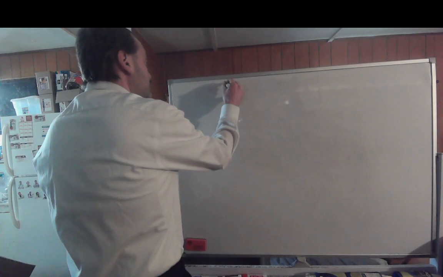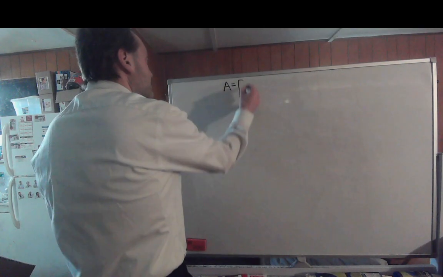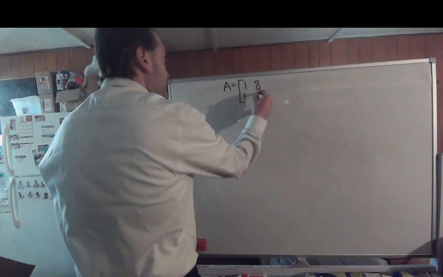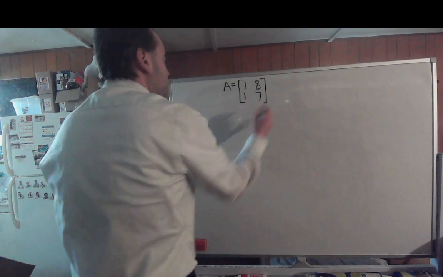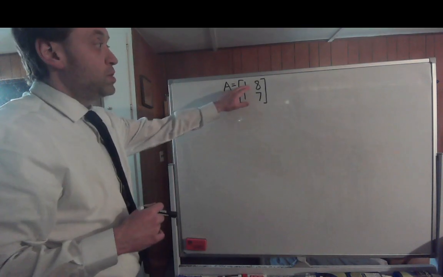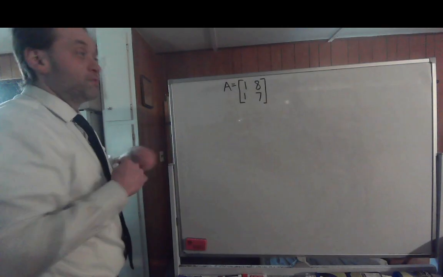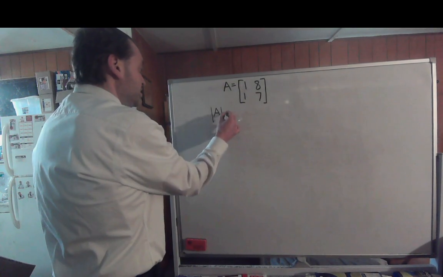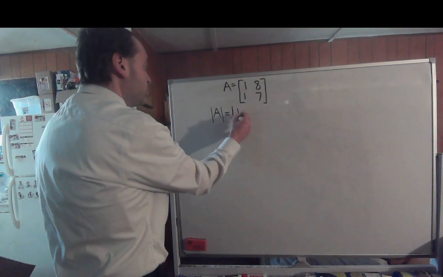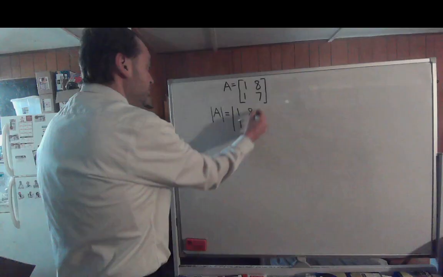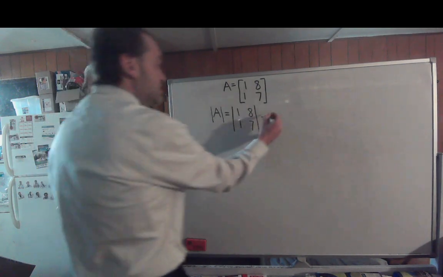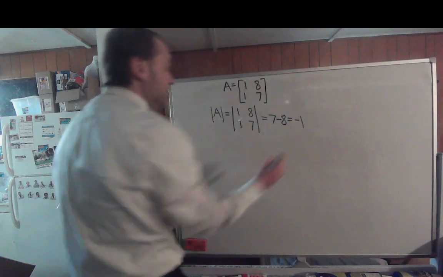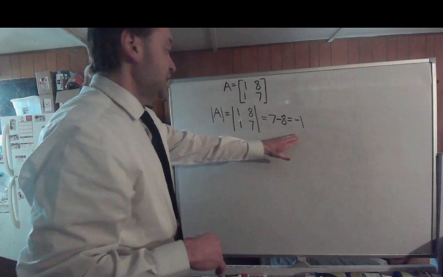Alright, this time let's see. A is equal to the matrix of 1, 8, 1, 7. So matrix A has entries 1, 8, 1, 7. So first thing, find the determinant of A. Just set up your determinant notation for 1, 8, 1, and 7. Okay, so 1 times 7 is 7. Minus 8 times 1, that'd be -8, giving you a determinant of -1. So your determinant is -1.